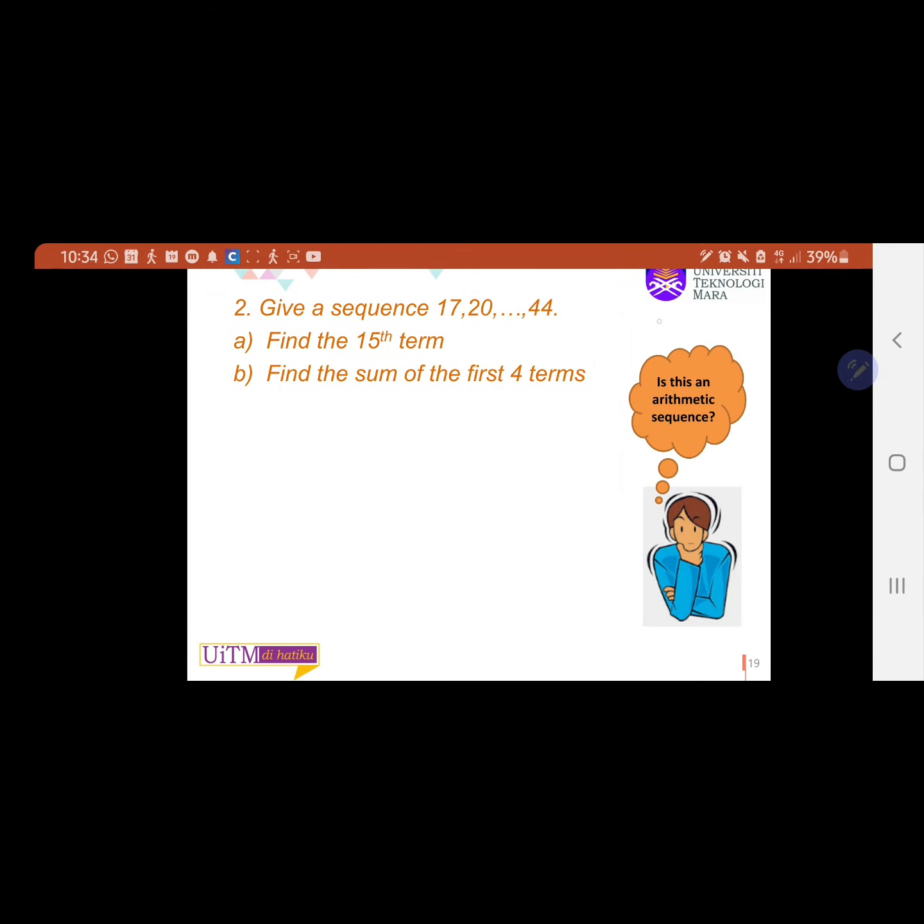Okay, so let's see now for the second one. Okay, so we have this sequence 17, 20 and 44. Okay, so here we have our A. Our A is 17. Our D is 20 minus 17 equals to 3. So the first question is we want to find our T15.